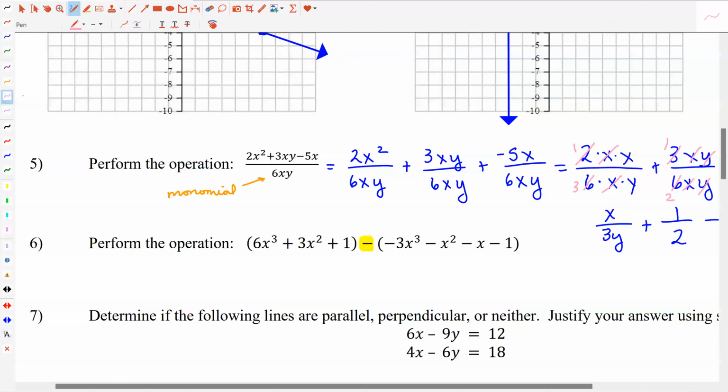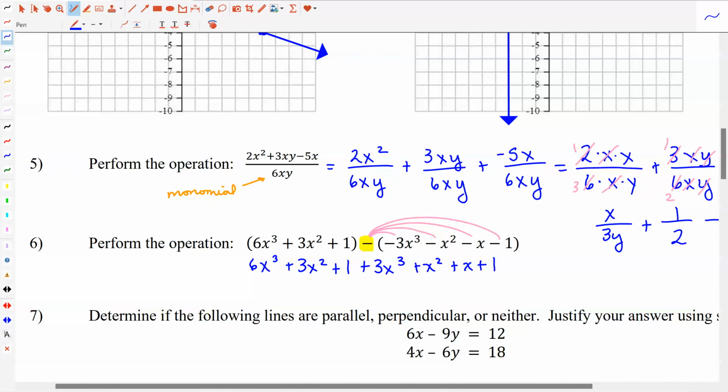So in order to subtract these polynomials, what we're going to have to do with this subtraction is distribute it through that second polynomial, and by doing so, everybody will change its sign. The first polynomial, I could end up dropping the parentheses. They really aren't needed. So I'll have 6x cubed plus 3x squared plus 1. But as I distribute the subtraction through, I will then get plus 3x cubed plus x squared plus x plus 1.